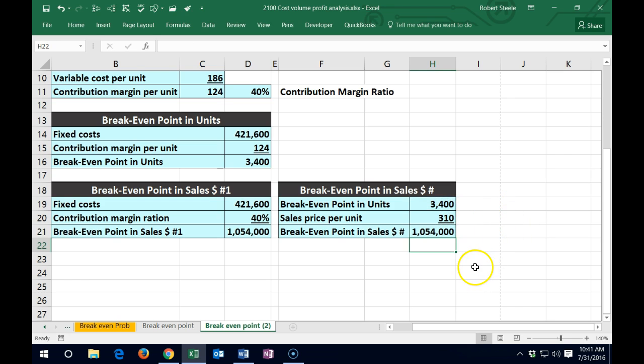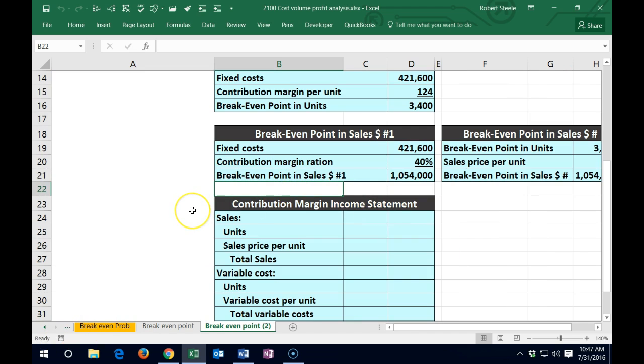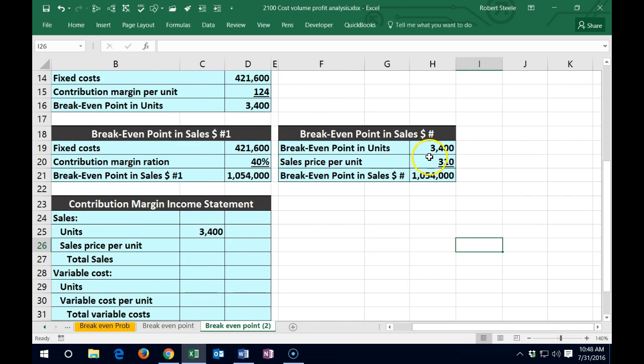That means we're going to walk away with revenue of 1,054,000, which would then cover both the variable costs and the fixed cost. And we could, of course, verify this if we put this into a contribution margin income statement. So let's just calculate this into an income statement and just see if it works. So we'll do a proof here. If we say that the unit sales, the break-even in units, is 3,400, and we said that the sales price was 310.